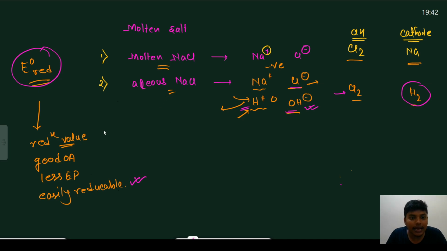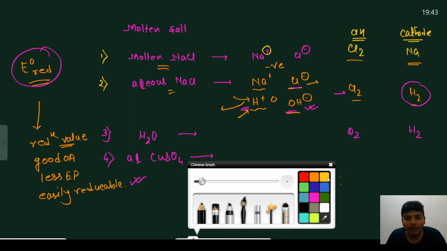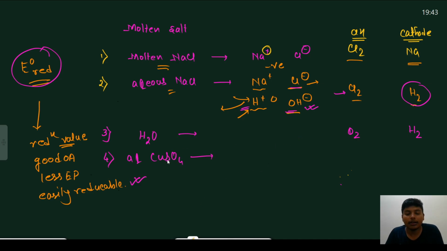Yes. Next, another one. If I take only water, then we get hydrogen gas at the cathode and oxygen gas at the anode. Yes or no? Now let's suppose I am taking aqueous CuSO4, copper sulfate. Very important. Here the problem is there. Which ions are there? Cu2 plus, SO4 2 minus, H plus, and OH minus.